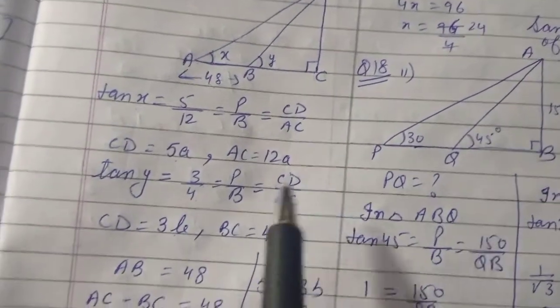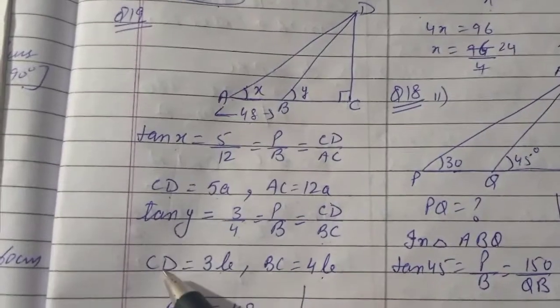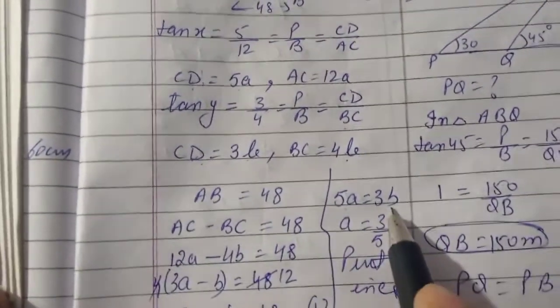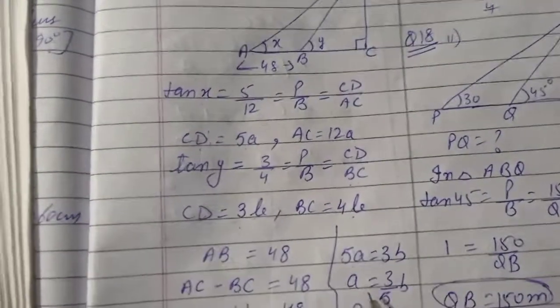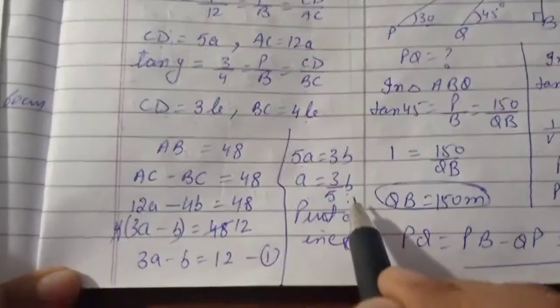Now look, children. You can see one thing is common. What is common? CD and CD. These two values are common. So can I write 5A is equal to 3B? They should also be the same. Clear? So from here I got the value of A in terms of B.